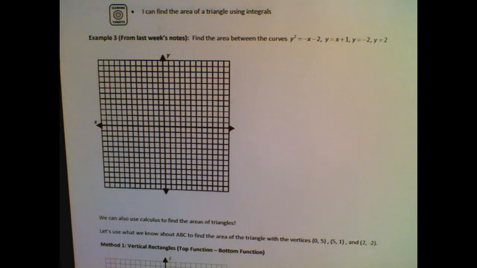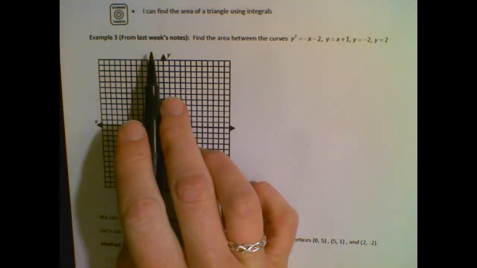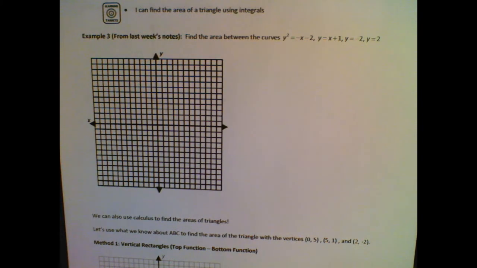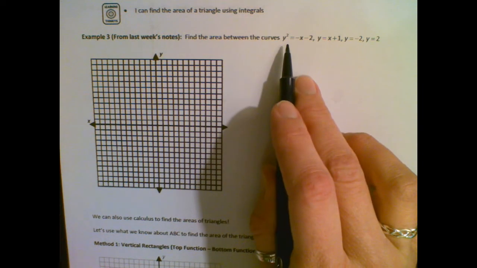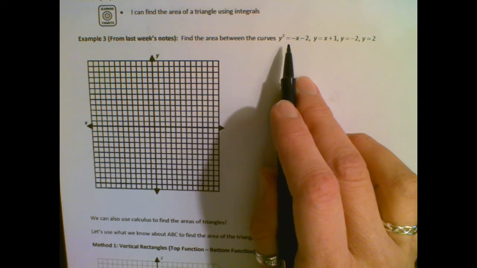So the first example that I want to look at was the last example from last week's notes, when we were integrating in terms of y. The first thing that I'm going to do is sketch these curves on my coordinate plane just to determine what's what and what goes where. In order to do that, I'm going to want to put things in terms of y. It looks like the last three functions are in terms of y, but I need to make sure that this first function is also in terms of y.